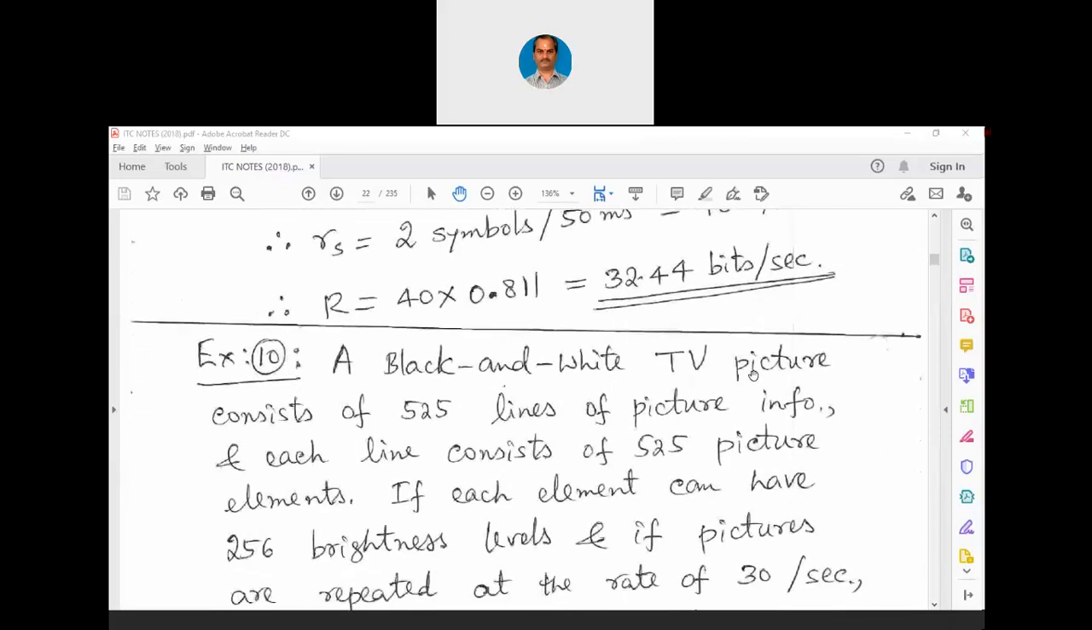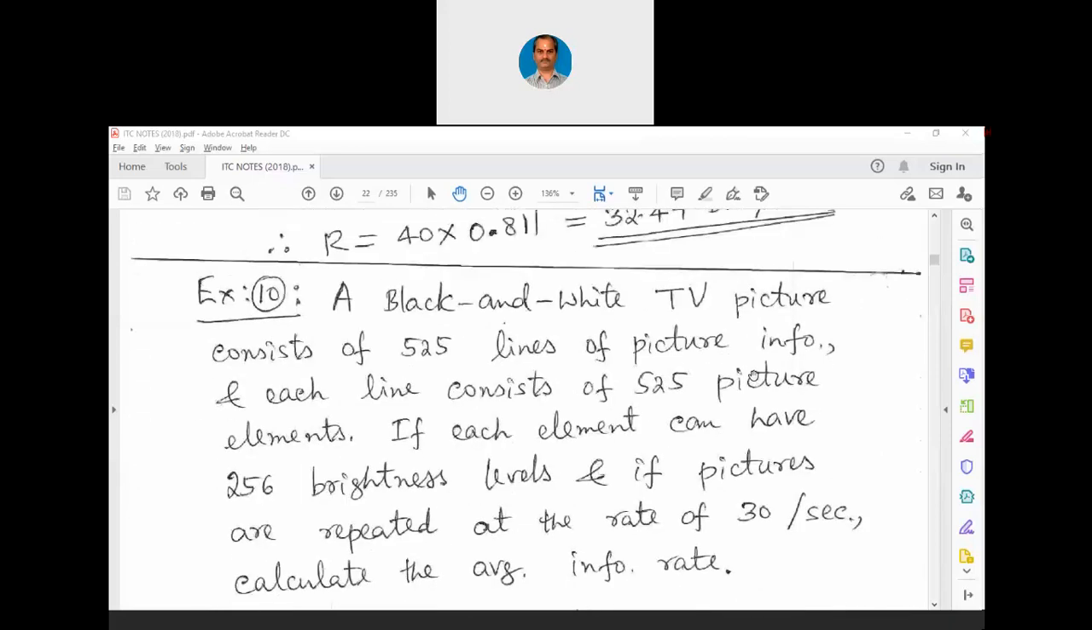Let me go to the next exercise, which is also a simpler exercise only. Only thing is you will have to understand it in the context of information theory. A black and white television picture consists of 525 lines of picture information, and each line consists of 525 picture elements. These picture elements are also called pixels. In the olden days, in the CRT TVs, cathode ray tube televisions, there used to be always something called raster, where the beam used to move from left to right, and it used to move 525 times on a screen, and the complete screen was divided again into 525 columns.